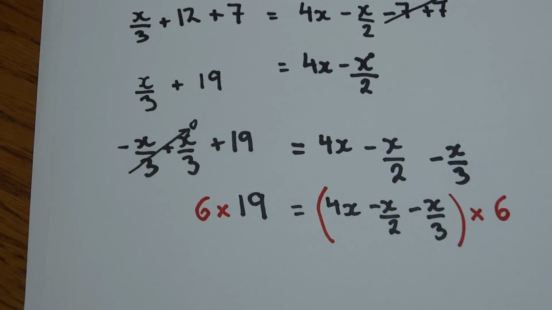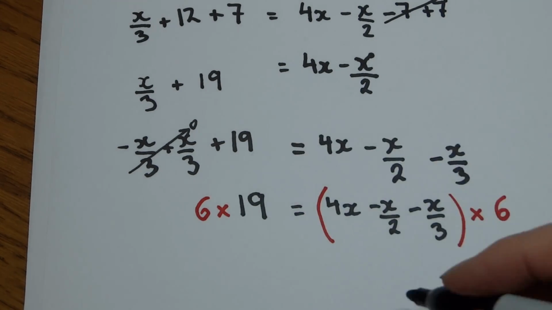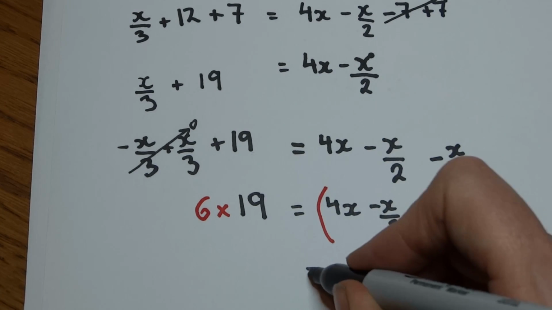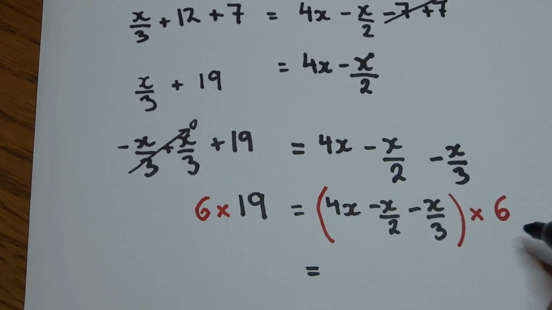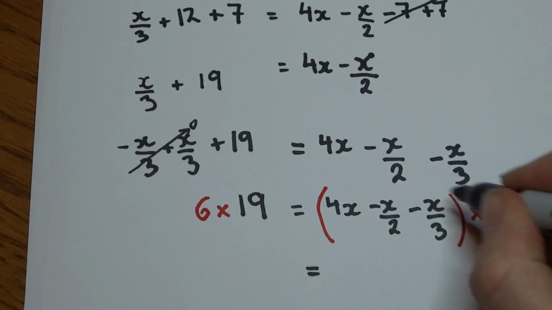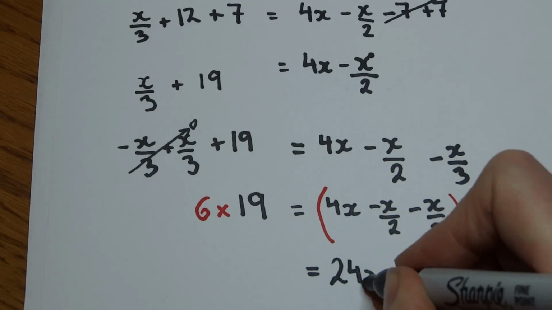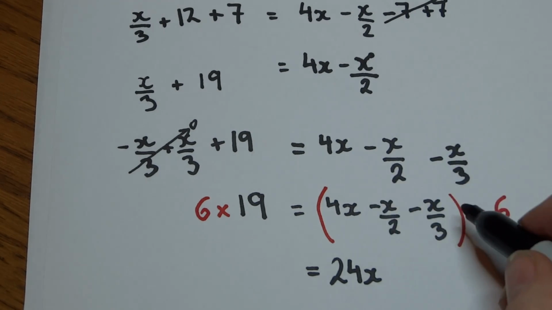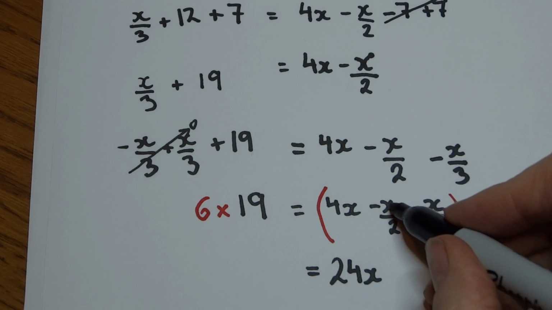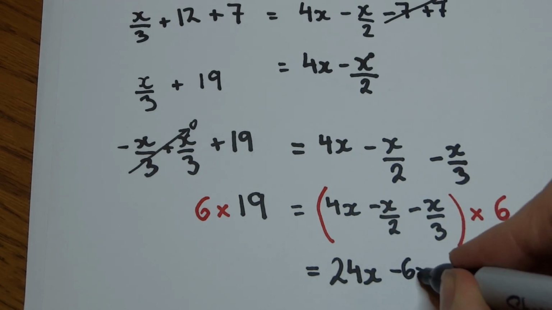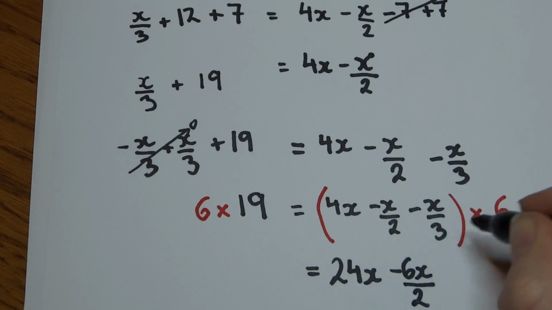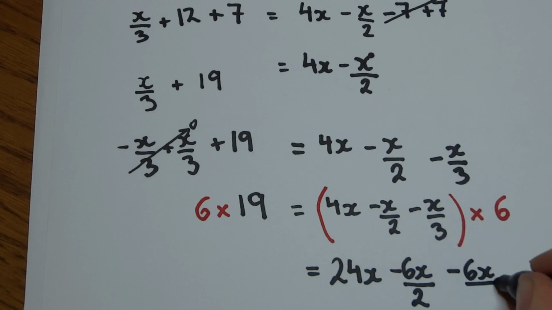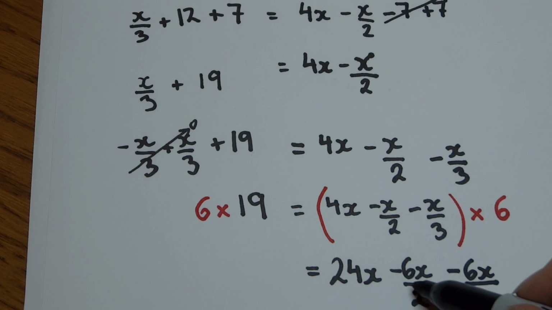3 times 2 is 6. So I'm going to leave the left-hand side of the equation as just 6 times 19 and see what happens when I multiply every expression for x here by 6. 6 times 4x, well, 6 fours are 24, so 6 lots of 4x would give me 24 lots of x. 6 times minus x over 2. Well, 6 times minus x would give me minus 6x. But it says divided by 2, and I have to keep that in. Minus x times 6 again would give me minus 6x, but in this expression it's divided by 3.